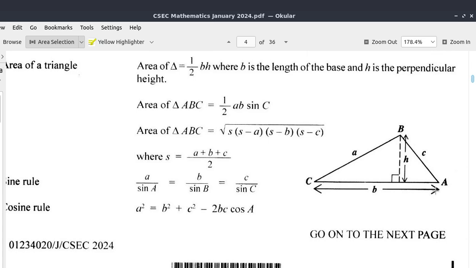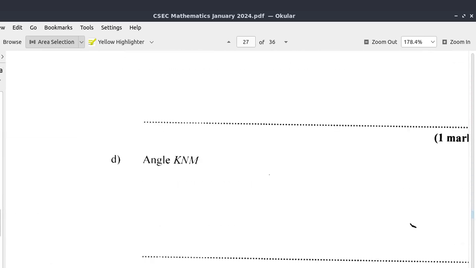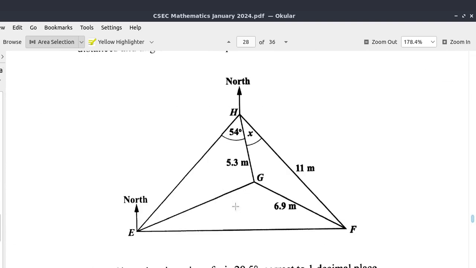Given a triangle with the sides A, B, and C, the angles are uppercase A, B, and C, and the opposite sides are lowercase a, b, and c. So you have them there. a squared equals b squared plus c squared minus 2bc cos A. Sine rule is a over sine A equals b over sine B equals c over sine C. Remember the sides are lowercase and the angles uppercase. You see it on page 28. Alright, good.